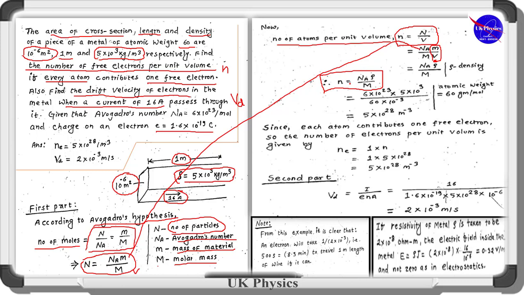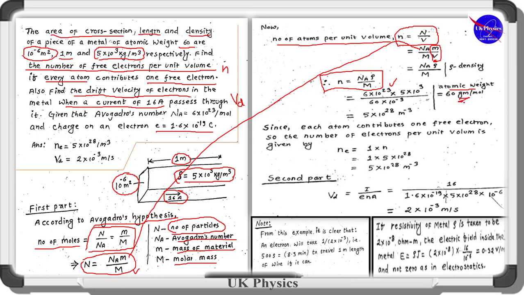So putting the value of each parameter, we have the value of Na as 6 × 10⁻²³, and bulk density, that is the mass density, 5 × 10⁻³ kg per meter cube. This is already in the SI unit, and 6 × 10⁻²³ is already in the SI unit. And M is the molar mass, which is atomic weight, that is 60 gram per mole.